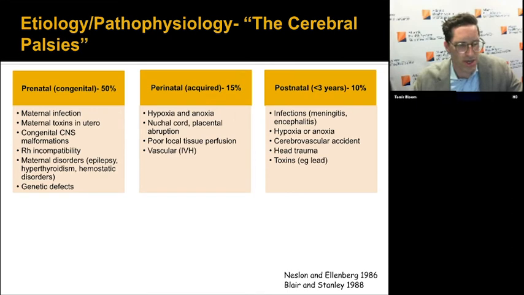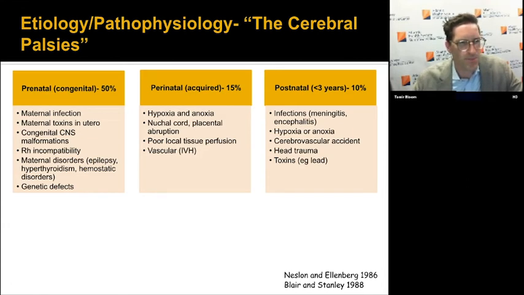There are multiple etiologies and pathophysiologies for CP. And again, what they all have in common is a primary lesion to the central nervous system. But there are many different phenotypic variations and severities of cerebral palsy, and perhaps a more apt term would be the cerebral palsies rather than cerebral palsy.